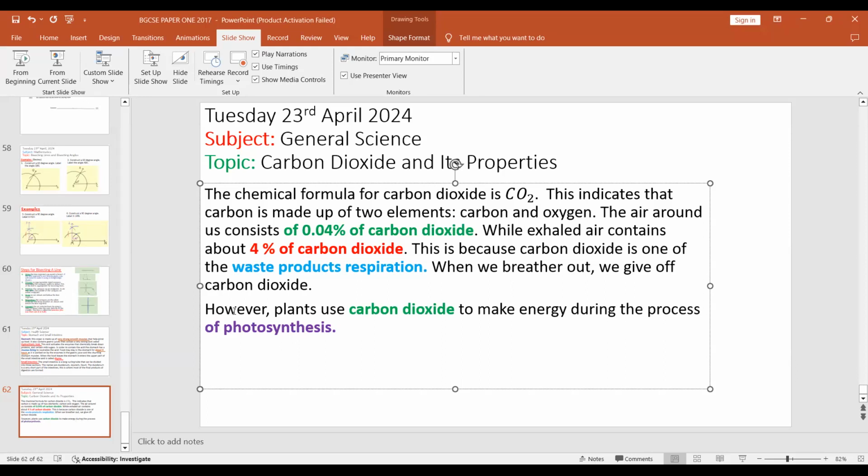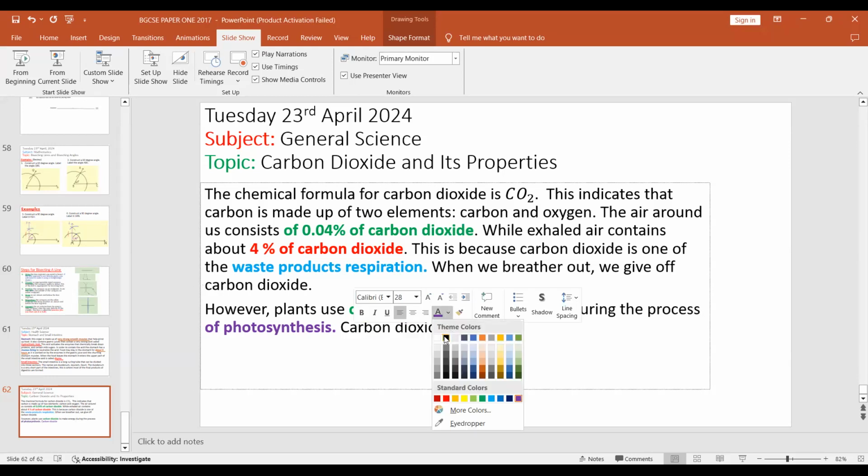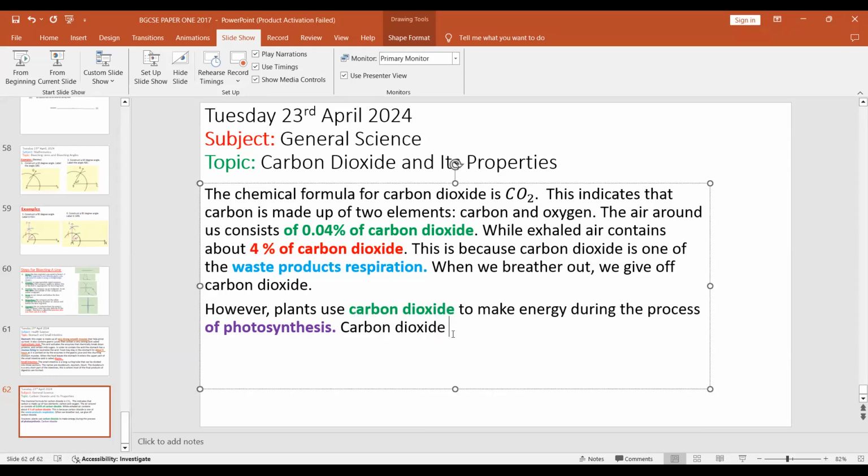So carbon dioxide, does it have a color? Like, can you see it? Does it have a color, or is it colorless? What do you think? Carbon dioxide is a colorless, odorless gas.